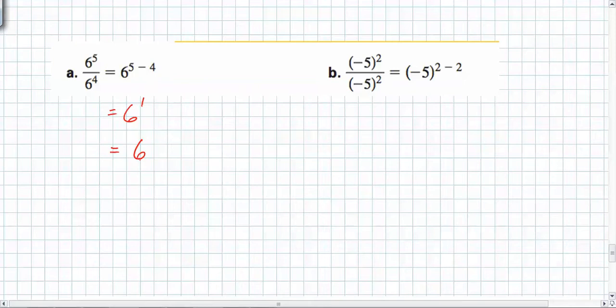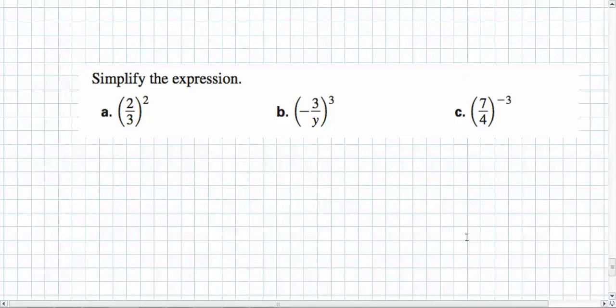Negative 5 squared over negative 5 squared is negative 5 to the 2 minus 2. 2 minus 2 is 0. And we know that anything that isn't equal to 0, to the 0 power is 1. Another way to think about this is you have the same thing over itself. So that's definitely going to be 1, and that matches.